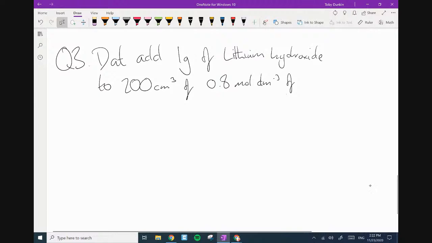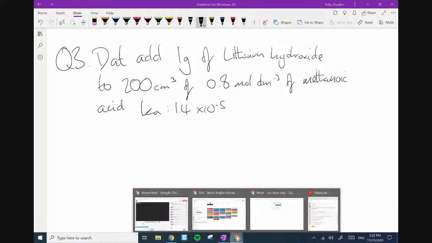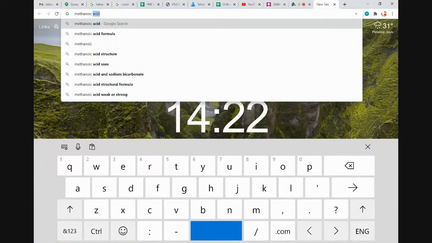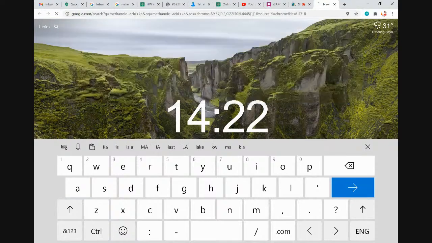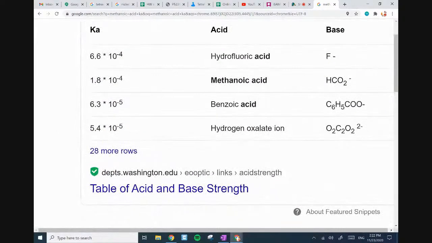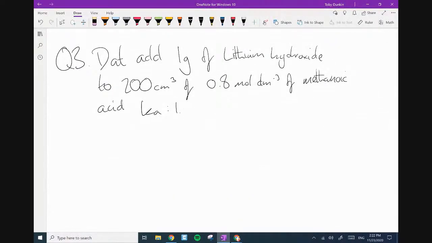should we mix it up? Problem is, if I mix it up, I'm going to have to look up a Ka value of methanoic acid. Ka, I believe 1.4 times 10 to the minus 5, but let's check. I may be wrong. Ethanoic. It's Christmas. Come on. Ooh, I'm way out. 1.8 times 10 to the minus 4. There's the 0.4 I got. 1.8 times 10 to the minus 4.